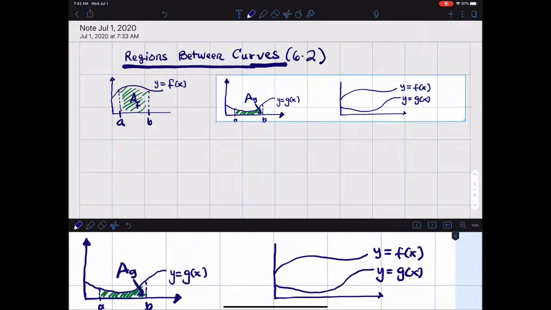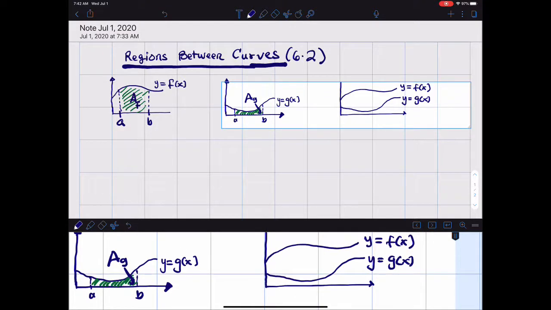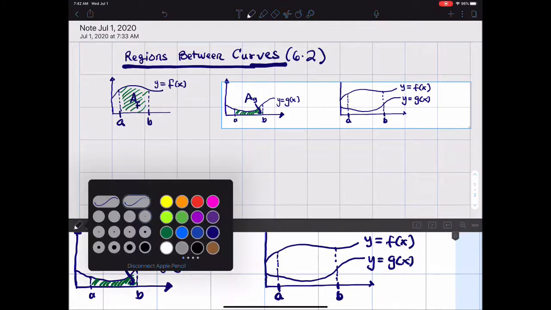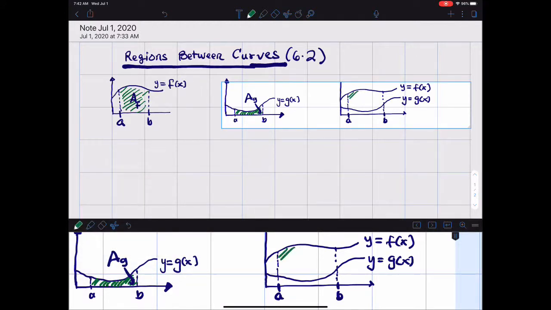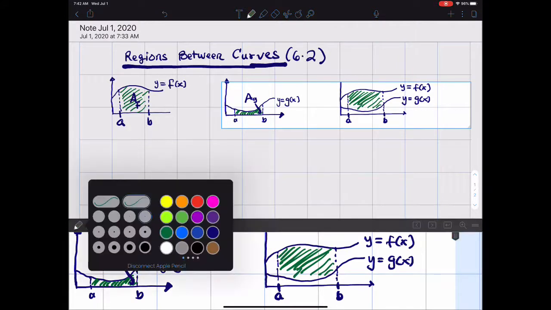Now we have the graph of y equals f of x and the graph of y equals g of x, and we would like to find the area between the two curves. So what area am I thinking of? Again, I'm going from A to B. So I'm thinking of this area. I'm going to call this area A.